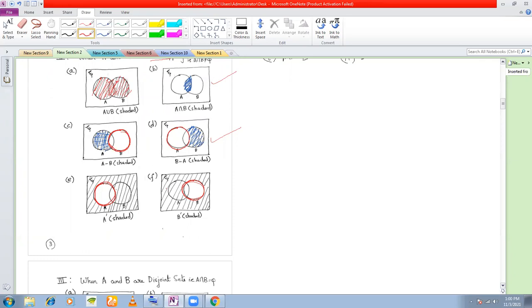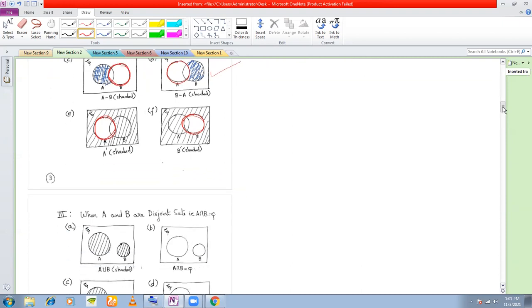Take note of these diagrams. Sir, we will leave the common part also? Yes, you will leave the common part also. Because common part is also there in B, isn't it? Yes, sir. Common part is also an element of B. So that is why you leave the common part also. B complement cannot have any element of B. Absolutely no element of B can be there in B complement. Okay.